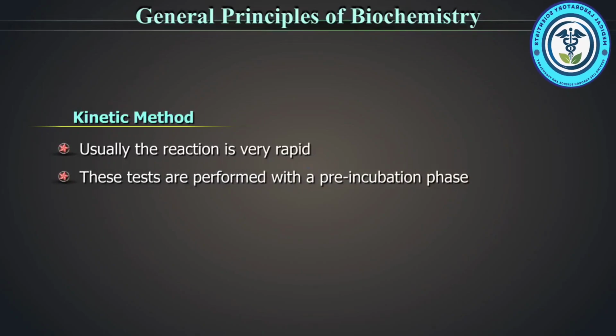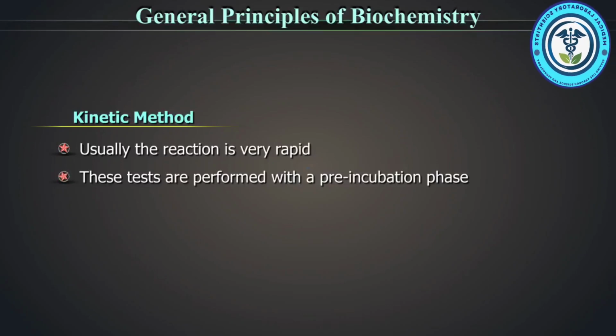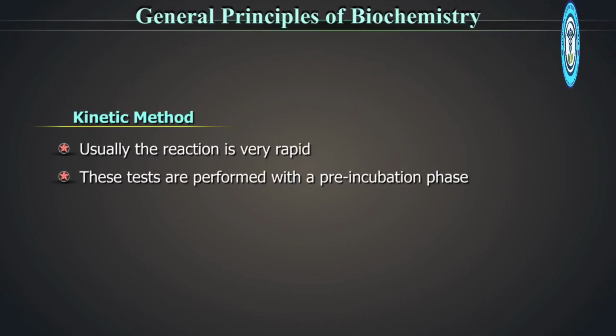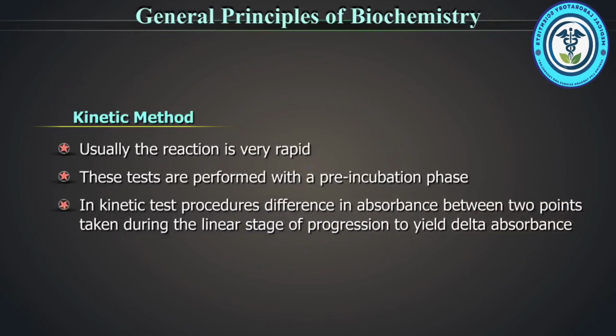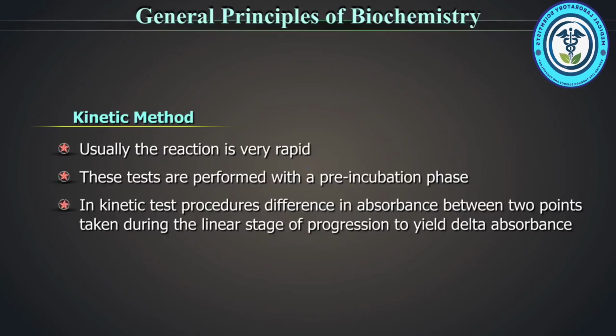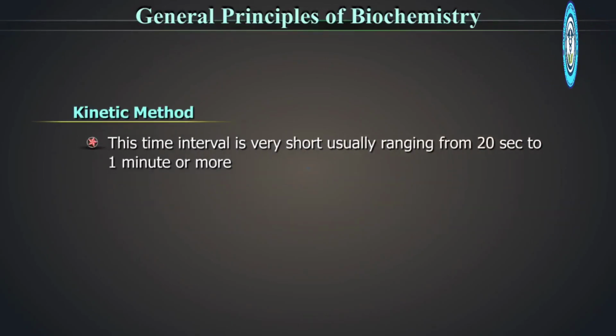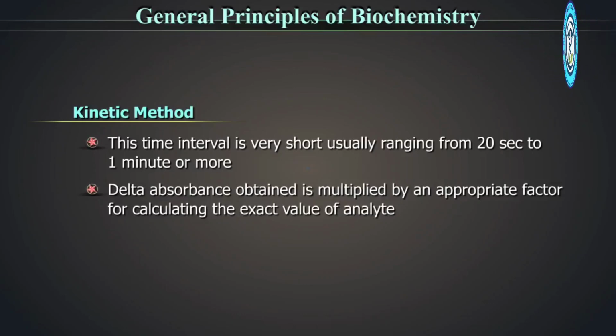These tests are performed with a pre-incubation phase, usually done inside the equipment as programmed into it, during which any substances in the sample which might interfere with the test would have fully reacted with the reagent system. In kinetic test procedures, the difference in absorbance between 2 points taken during the linear stage of progression of the test is taken into consideration to yield the delta absorbance. This time interval is very short, usually ranging from 20 seconds to 1 minute or more. The delta absorbance obtained is multiplied by an appropriate factor for calculating the exact value of analyte.